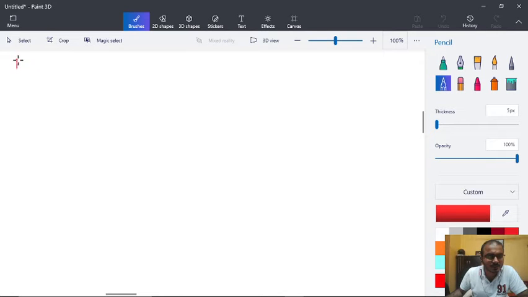Our next topic is multi-stage reciprocating air compressor.